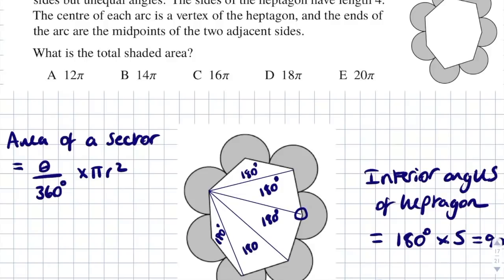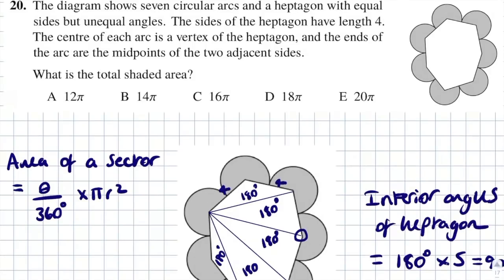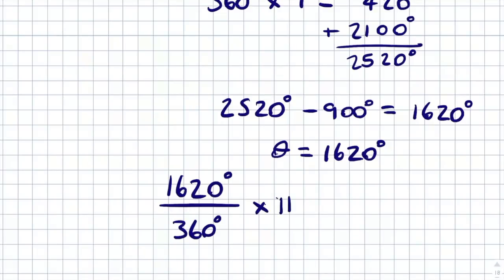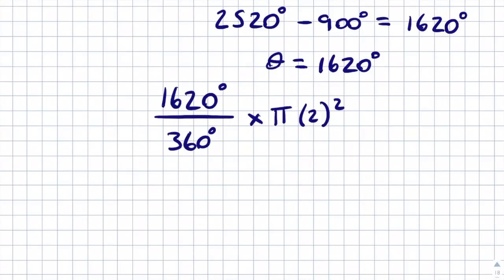Now we're told that the sides of a heptagon have length 4. Okay, so each of these side lengths are 4. The ends of the circular arcs are the midpoints of the 2 adjacent sides. So what that means is that these arcs have radiuses of 2. Okay, so we're going to multiply by pi multiplied by 2 squared. Now, how are we going to solve 1,620 divided by 360 without a calculator?